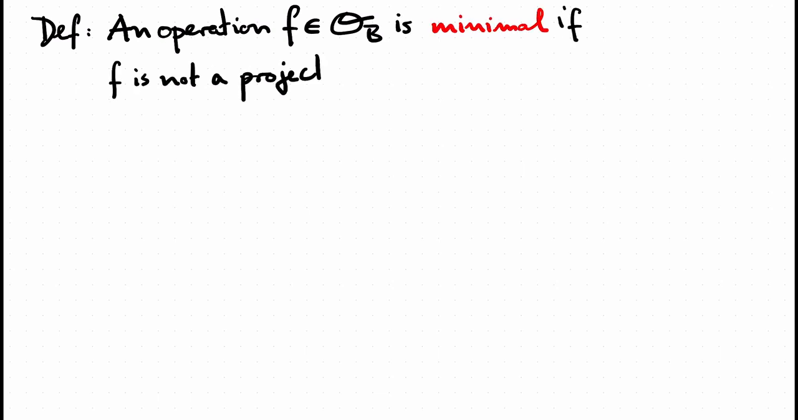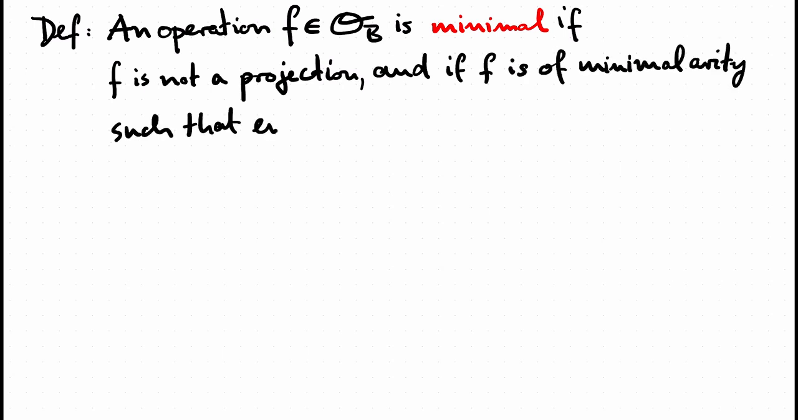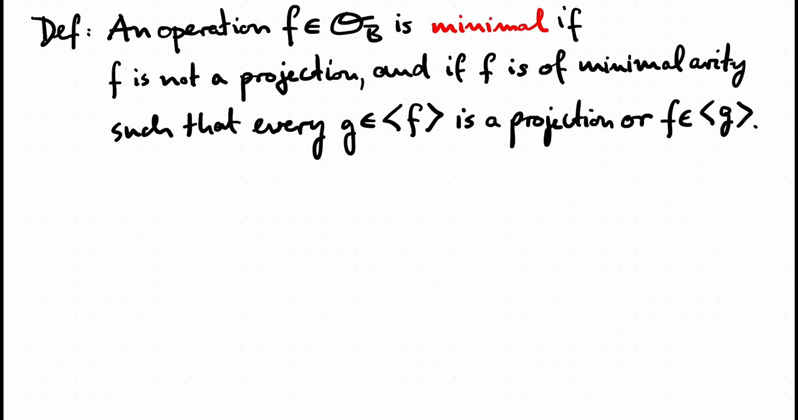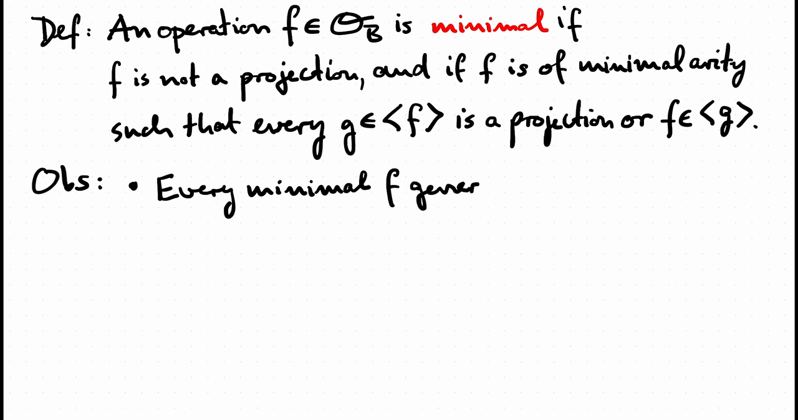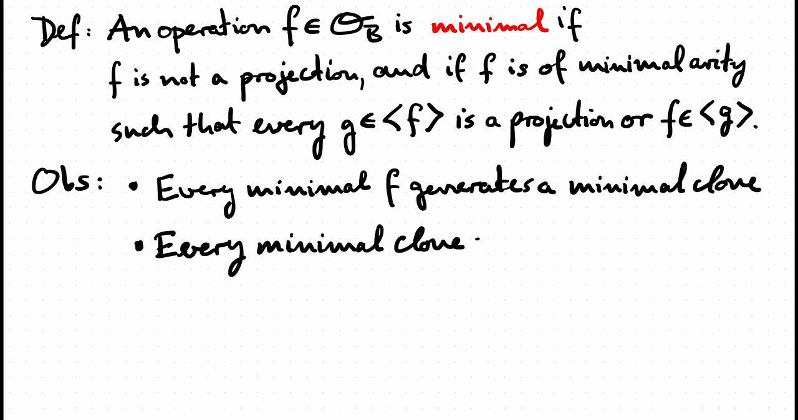An operation f is called minimal if it is not a projection and if it is of minimal arity with the property that every operation generated by f is either a projection or generates back f. This is really just another formulation of the same idea. It follows straightforwardly from the definitions that every minimal f generates a minimal clone, and conversely, every minimal clone contains a minimal operation. So if this is not entirely clear to you, sit down and do the easy exercise.